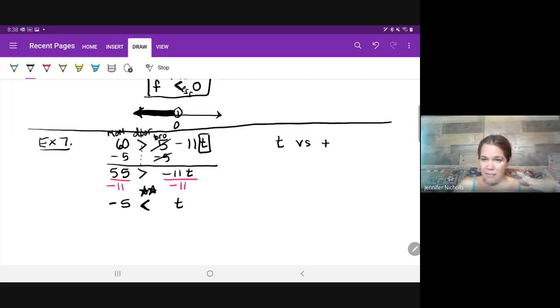Now I'm not going to graph it like that. Okay, so you can't graph it with the T on the right. So you have to change the sides.